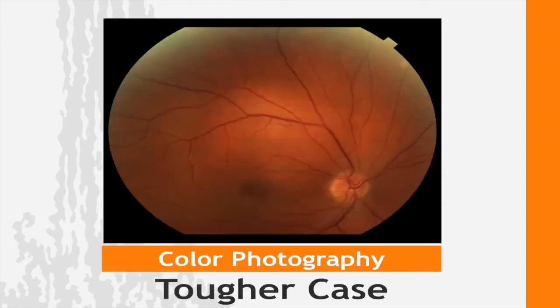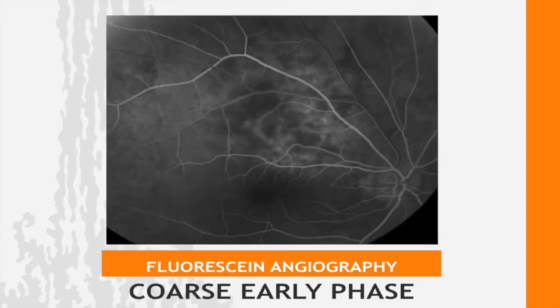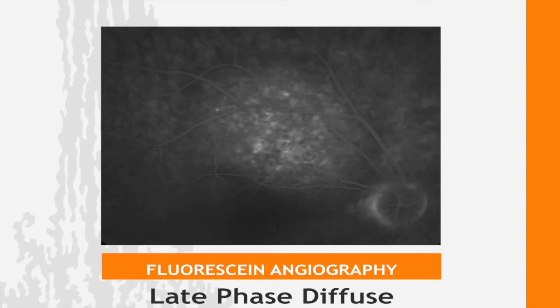Here's a tougher case. It is reddish, but you don't really see any of the structures inside the lesion. We do the angiogram, and we see, again, the coarse vascular pattern. So that's helping us make the diagnosis. In the later phase of the angiogram, you do see a few scattered microaneurysms, but it's nothing like the melanoma, or especially nothing like the metastatic tumor.